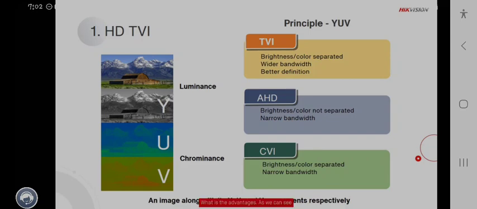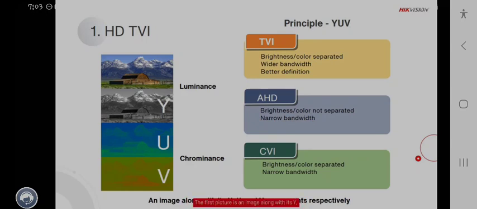What are the advantages? As we can see, one of the key factors to realize the high definition image performance is the YUV technology. YUV is a color encoding system typically used as part of a color image pipeline. Y stands for the luminance component, the brightness, to form a white and black image. And the U and V are the chrominance, color, components, to form the colorful image. The brightness signals and color signals are encoded and transmitted separately which can keep high definition.